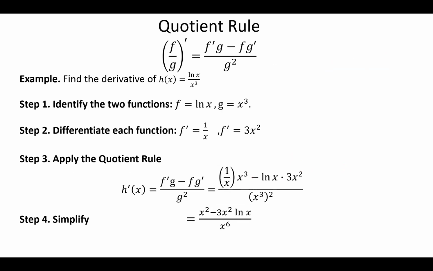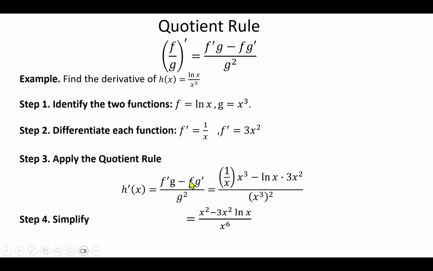Another important rule to find derivatives is the quotient rule, and an example would be ln x over x cubed. Very important again, identify if you need to use the quotient rule or if you can simplify it while using the quotient rule. So in this case, the derivative of the natural log is 1 over x. The derivative of x cubed is 3x squared.